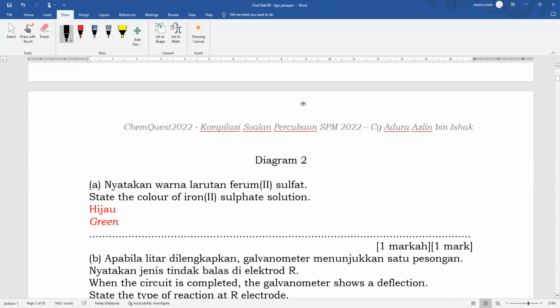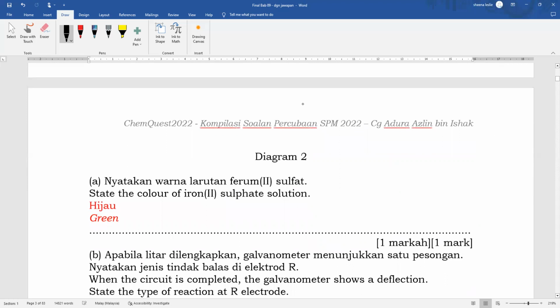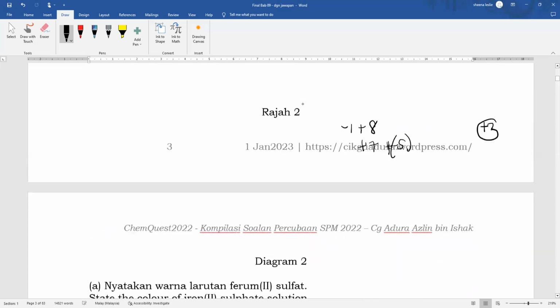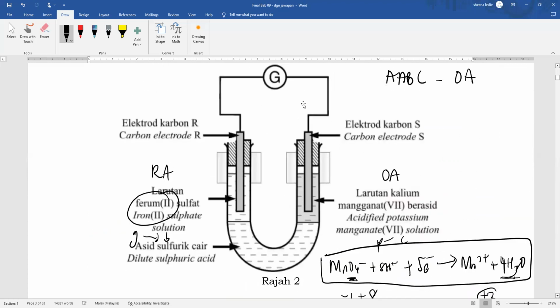When the circuit is completed, the galvanometer shows a deflection. What type of reaction is in the R electrode? What happens in my R electrode? What's happening there? Oxidation. Oxidation. Yes, correct. Oxidation.